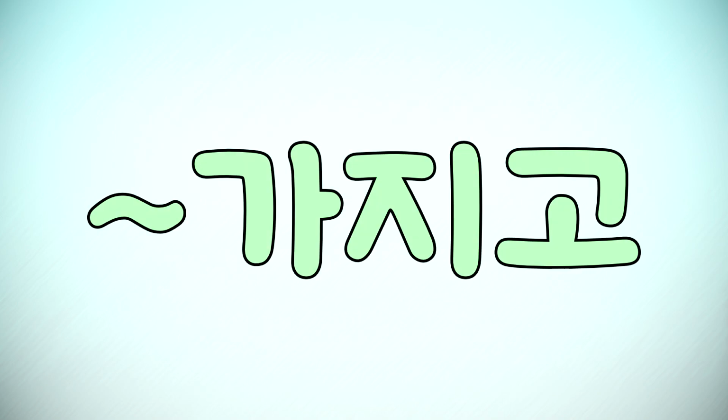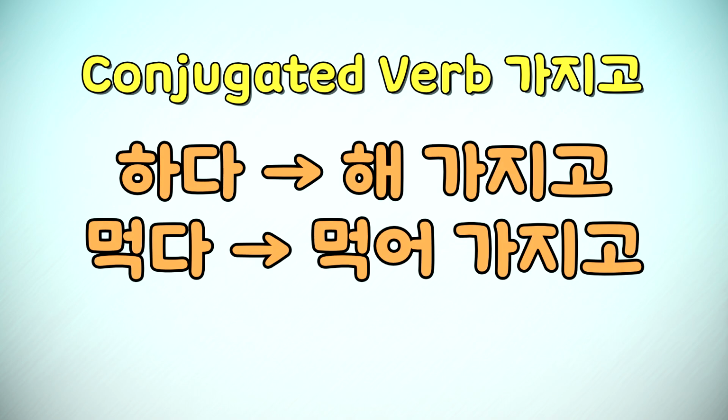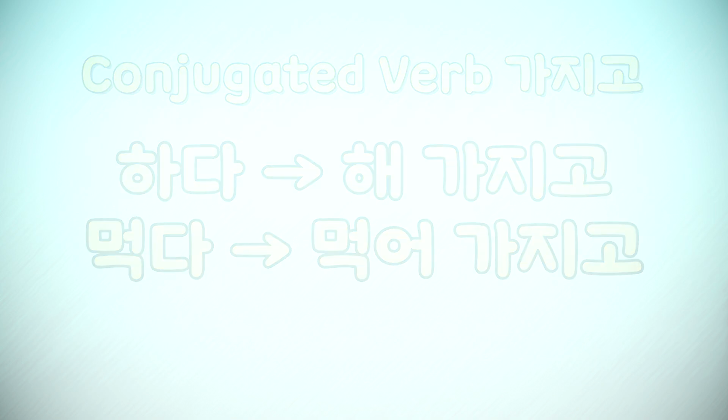And the reason you'll want to learn those first is because the form that we're learning today, 가지고, is only used in a few situations. So let's learn how to make it and then how to use it. To make this form, take any verb and conjugate it. Then add 가지고. For example, the verb 하다 conjugates as 해, so you'd get 해 가지고. Or the verb 먹다 conjugates as 먹어, so you'd get 먹어 가지고. And that's all there is to making it.